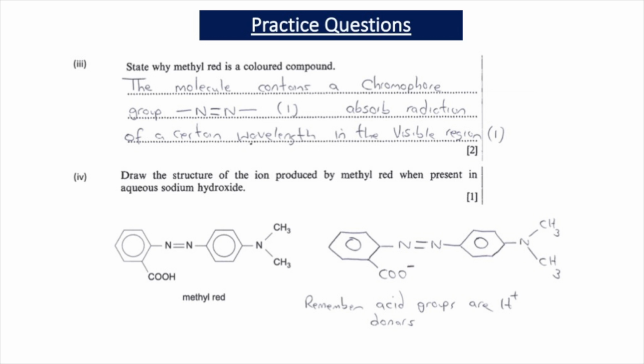So part 4 is asking you to draw the structure of the ion produced when methyl red is present in aqueous sodium hydroxide. So what we've got to do here is look at the structure of methyl red and see if there's any group on this molecule that would react with alkali. Is there any acidic group? And there's a COOH. So that would act as an acid and it would lose H plus to form a COO minus ion. So to get this mark, all you'd have to do is draw out the structure showing the COOH changing to COO minus.